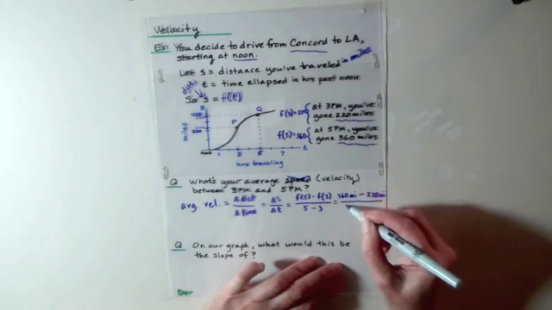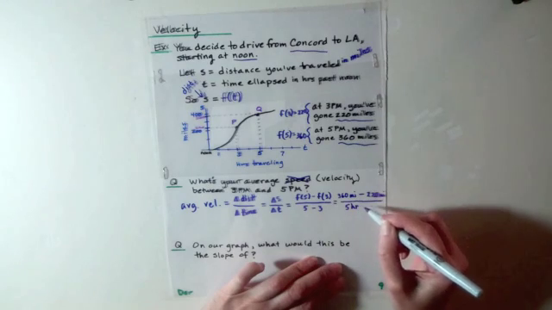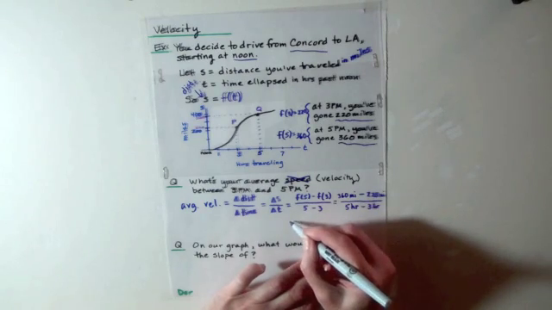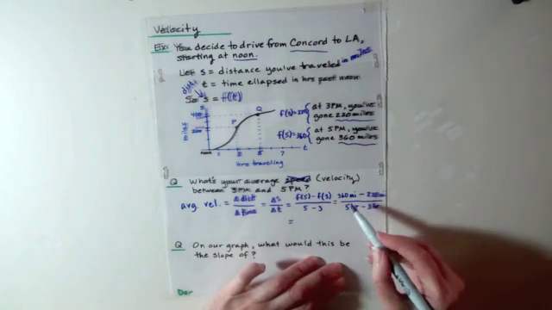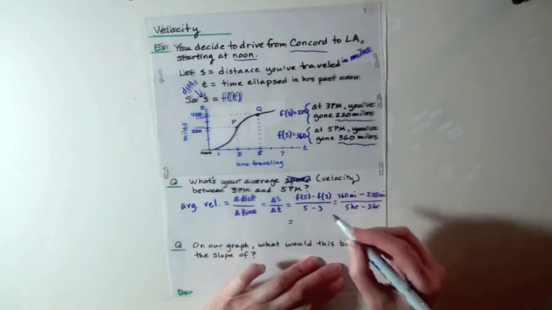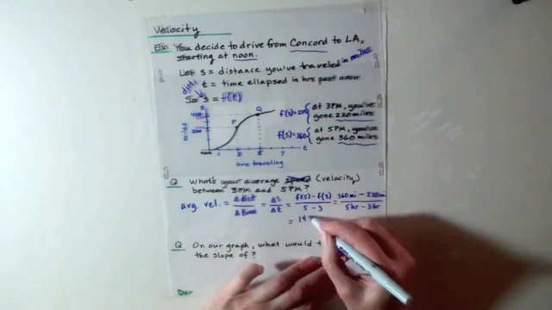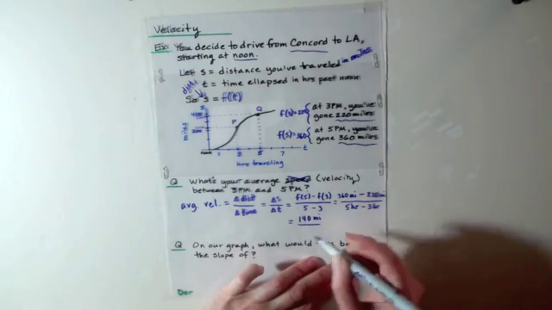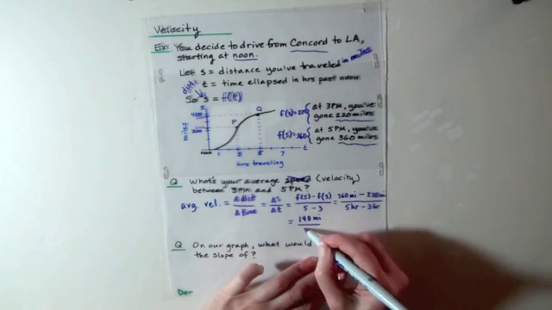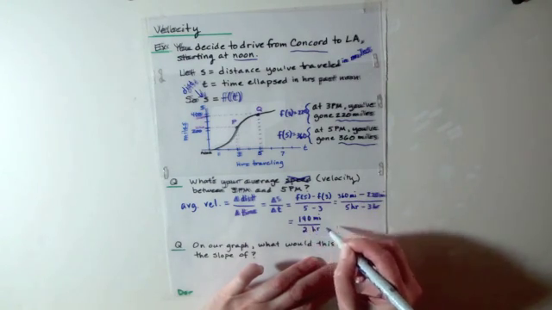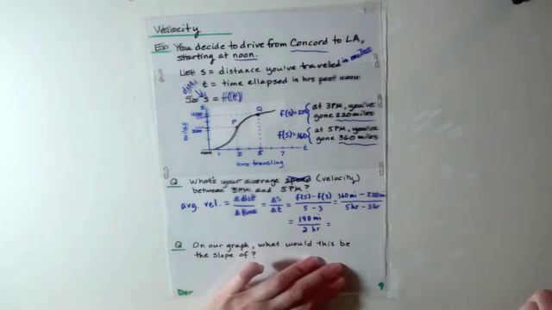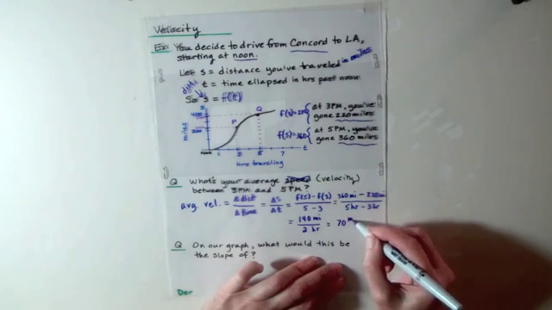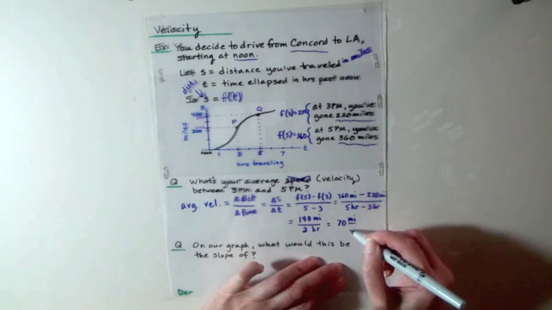And I divide by my times, it's 5 hours minus 3 hours. Well, if we go ahead and compute this, 360 minus 220, that would be 140 miles in the numerator, and I'm dividing that by 5 hours minus 3 hours, which would be 2 hours in the denominator. I guess we could go ahead and reduce that. 140 over 2 would be 70 miles per hour.